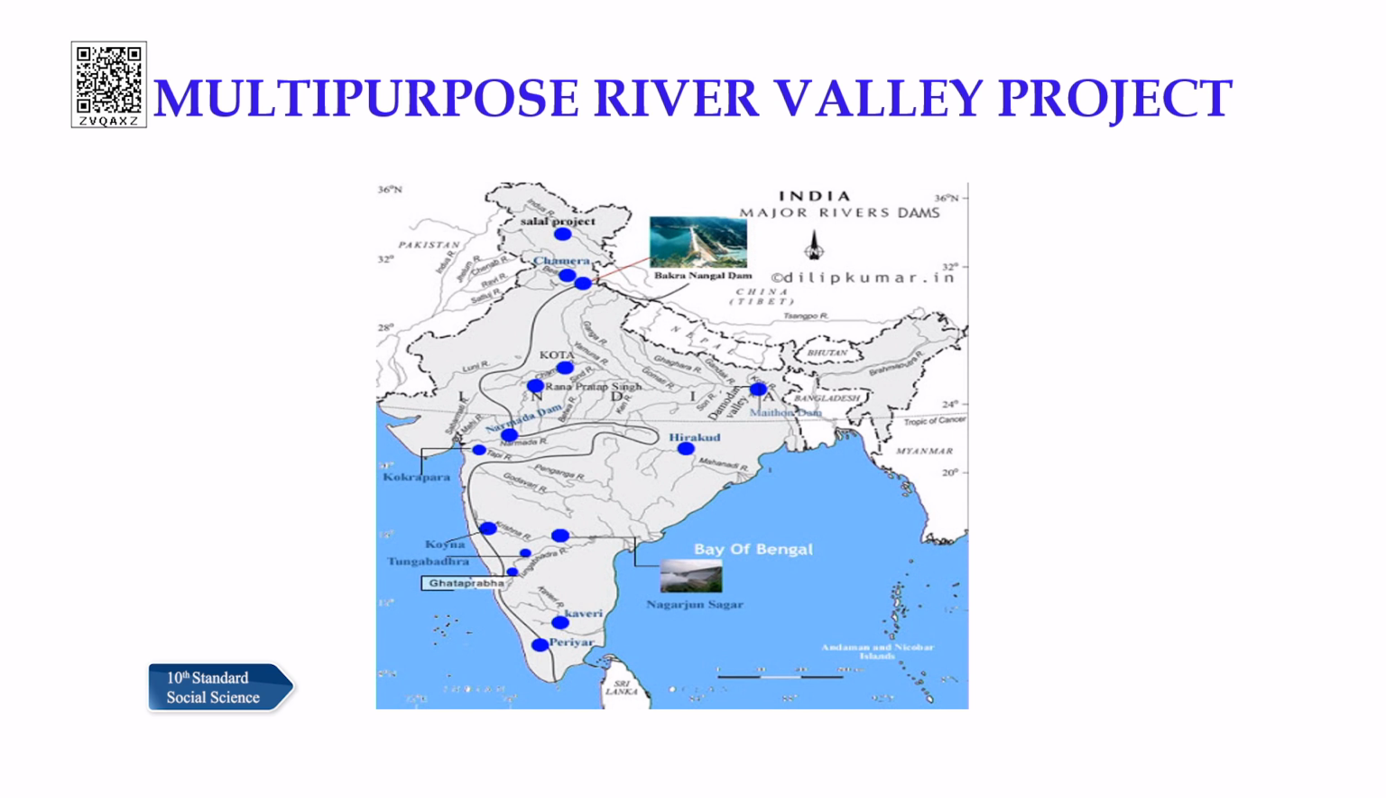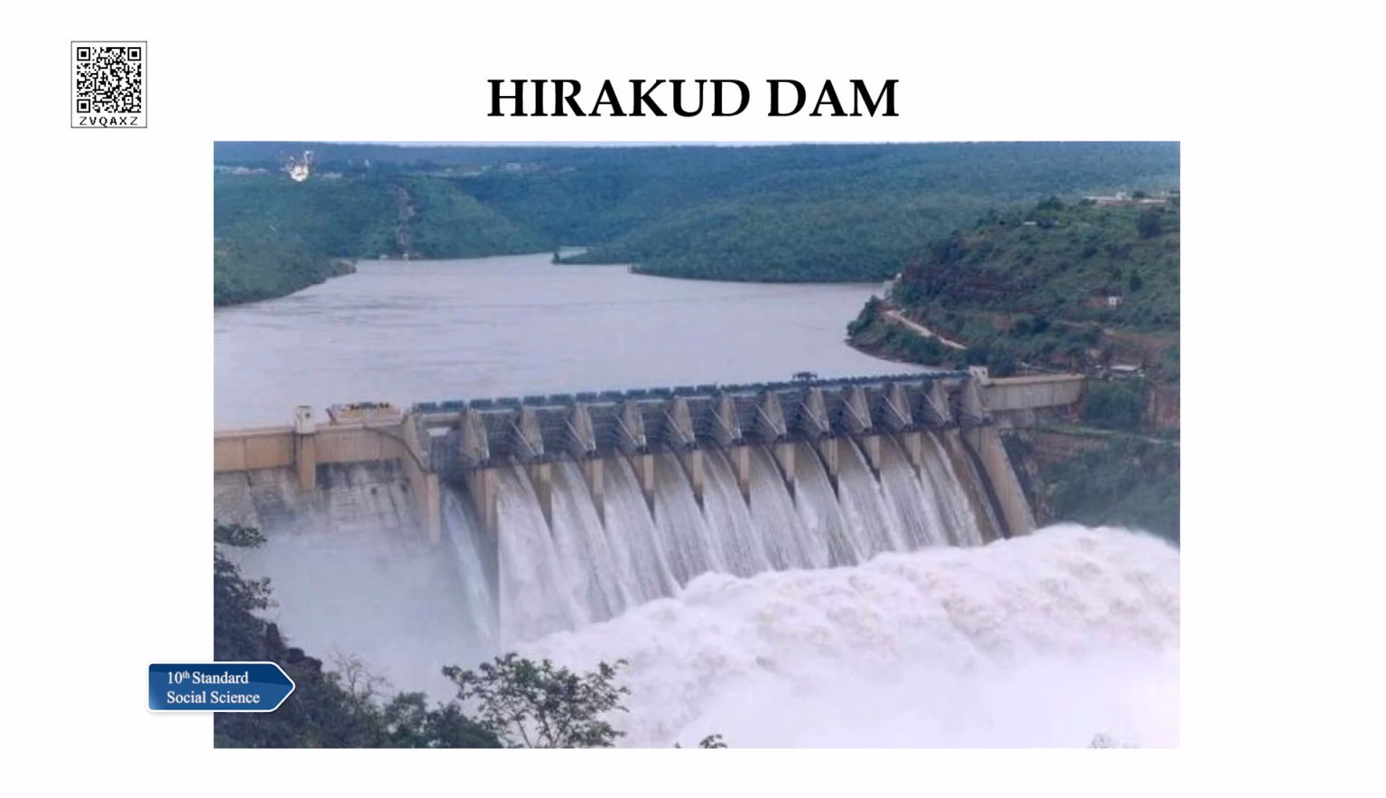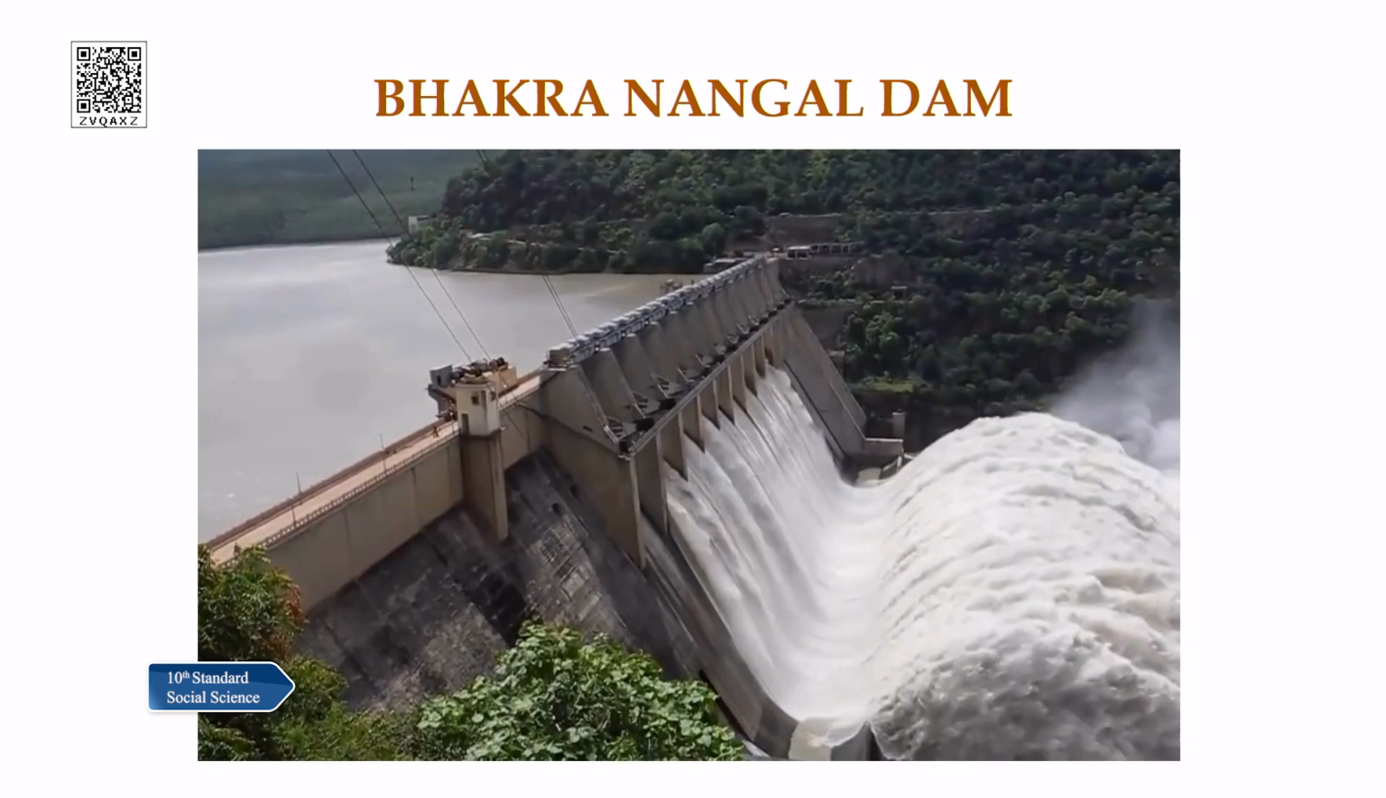First and foremost, it serves for irrigation of agricultural fields. Then it is generating hydropower. For that also these dams are used. And then supply of drinking water, for industrial purpose, for fisheries, for navigation. These are the different uses of dams. Now you can see the Hirakud Dam. This is the longest dam in the world, and this is built across the river Mahanadi. This is Bhakra Nangal Dam. This is the highest gravity dam which is constructed across the river Satluj.